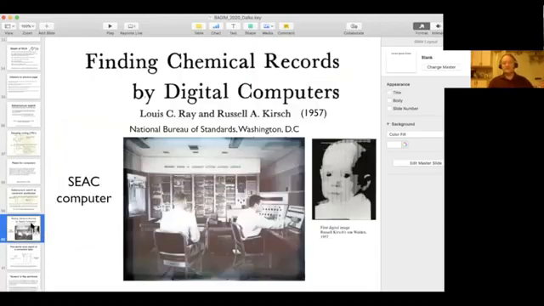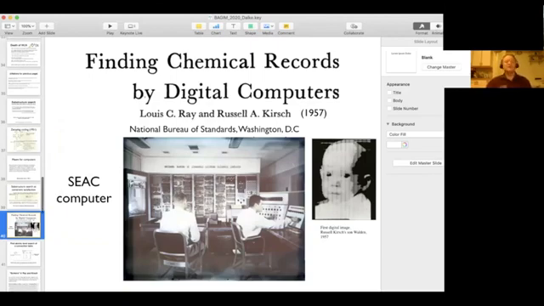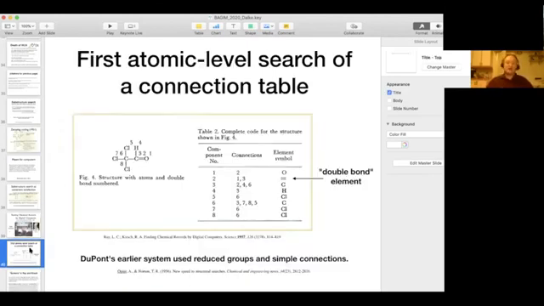It wasn't until 1956, it was published in '57, but it's done in '56, when an undergraduate intern, Louis Ray, and Russ Kirsch, on this machine that you see there in the picture, did the first substructure search. This machine, the SEAC, is probably best known because it's the first digital image on that corner there, and that was Russell Kirsch's son. So the first digital image was the same person who did the first chemical substructure search. I should say the first atomic level search.